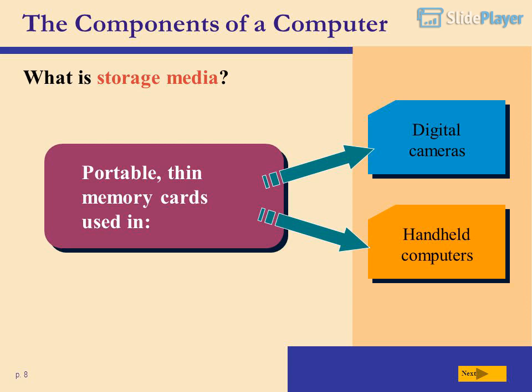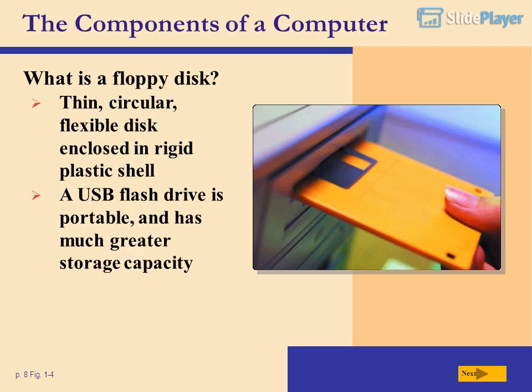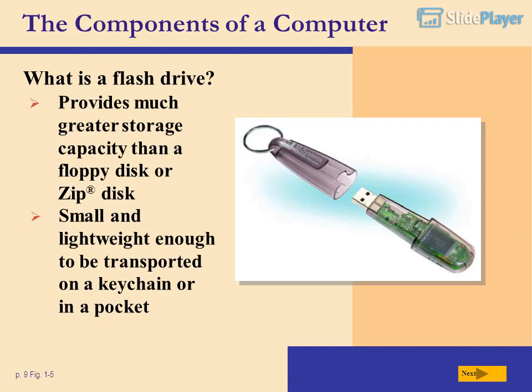Next, the components of a computer. What is storage media? Digital cameras use portable, thin memory cards also used in handheld computers. What is a floppy disk? A thin, circular, flexible disk enclosed in a rigid plastic shell. A USB flash drive is portable and has much greater storage capacity.